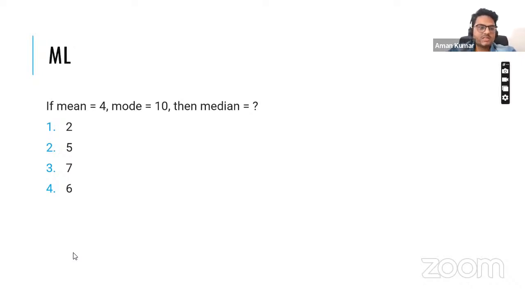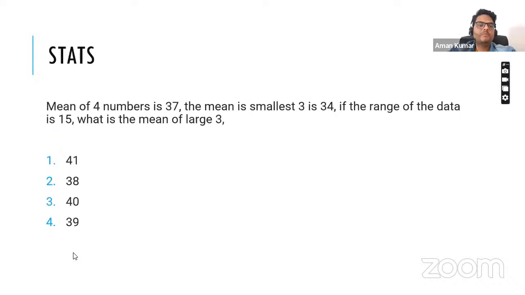Okay, option 4, 6, and how people are computing that is, I think there is a formula of mode computation through mean and median. Mode is equal to 3 median minus 2 mean, if I'm not wrong. Yeah, I think I'm right. Okay, fine. So let's move on to this one.